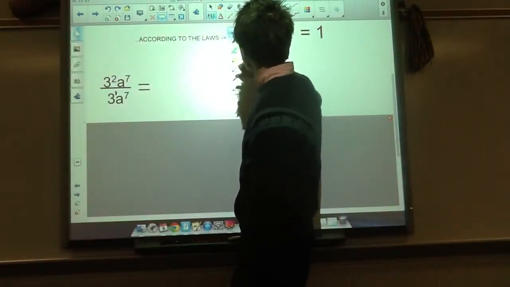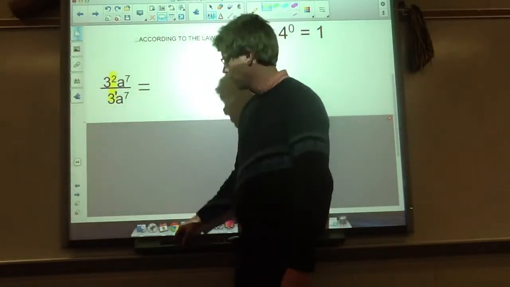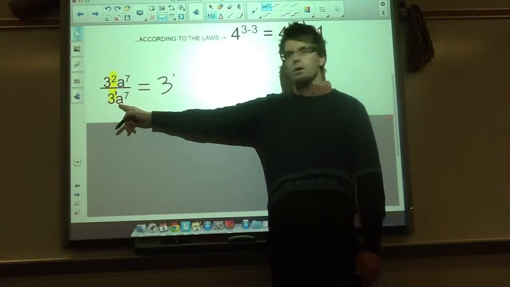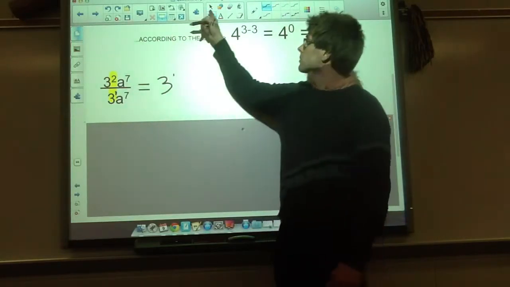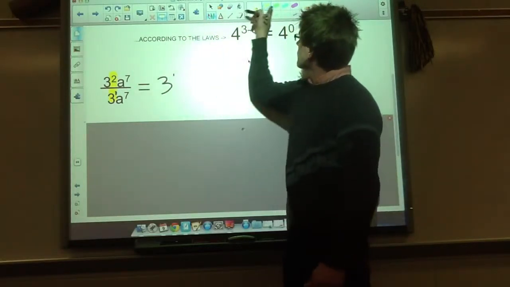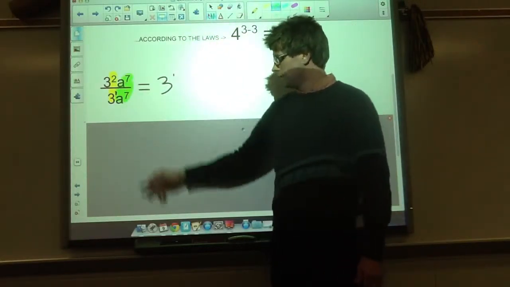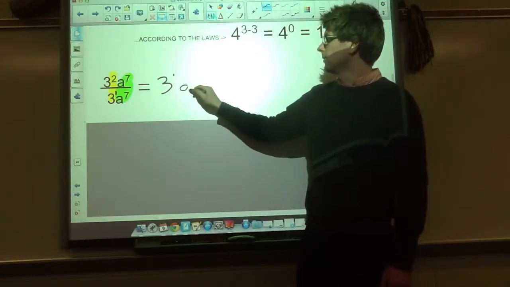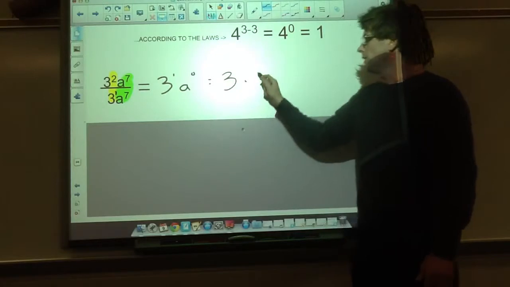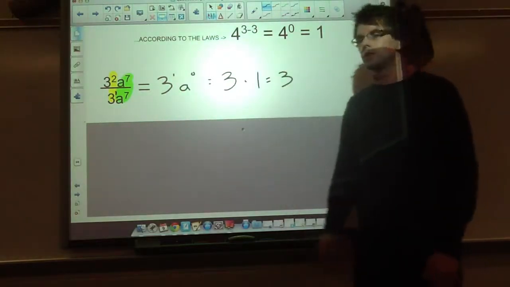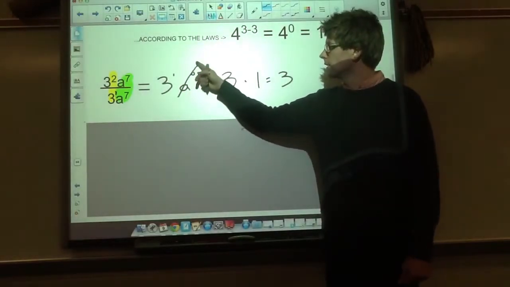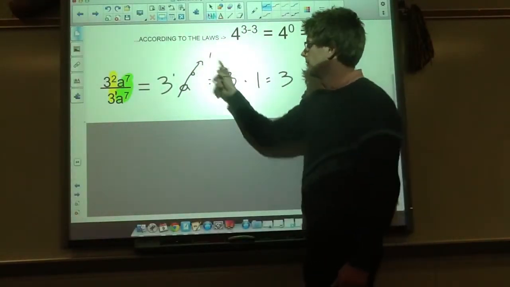When you divide the 3 squared by the 3 to the first, you get 3 to the first. And then a to the 7th over a to the 7th, when you subtract those exponents on the a's, you get a to the power of 0. And we know that is the same as saying 3 times 1, which means we can really just write 3. Okay? This essentially just becomes a 1.